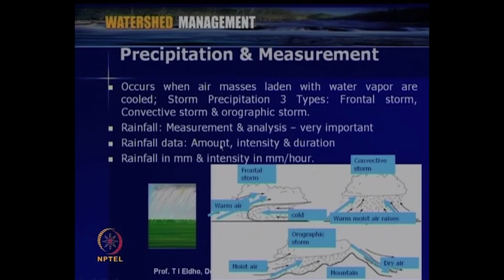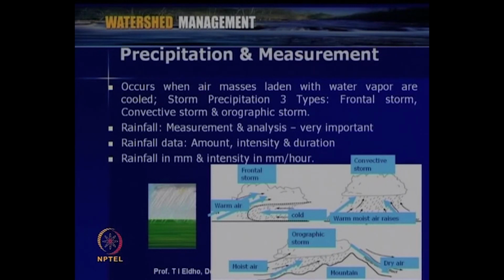Now, as far as rainfall for a particular area is concerned, we have to measure the rainfall, and then we have to analyze the pattern of the rainfall. These are all very important as far as water resource quantification for a watershed or a particular area is concerned. So, we have to measure the rainfall, and then assess the total amount of rainfall, the intensity of rainfall, and the duration of the rainfall. These are all very important aspects as far as water resource assessment for a particular watershed is concerned.